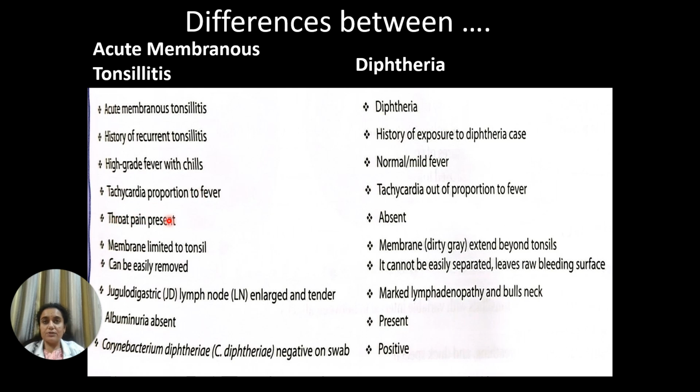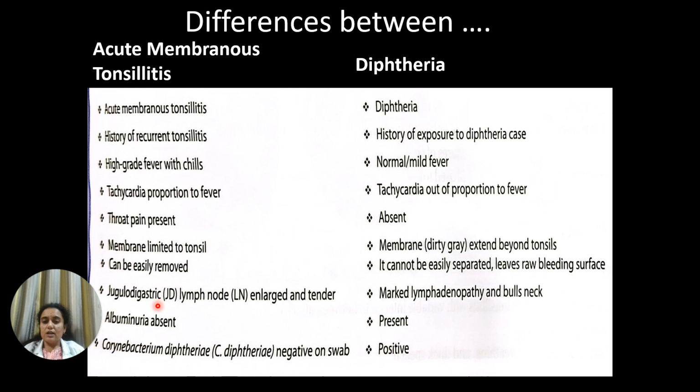Throat pain is present in acute membranous. In diphtheria, it is absent. In acute membranous, the membrane is limited to the tonsil and can easily be removed. Whereas in diphtheria, the membrane, which is called a dirty gray membrane, extends beyond the tonsils. It cannot be easily separated, and it leaves a raw bleeding surface.